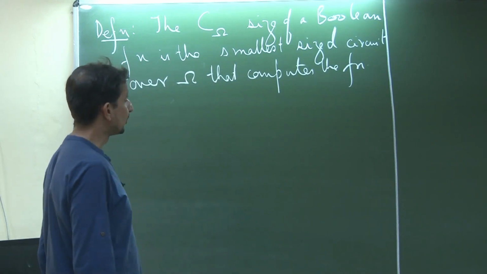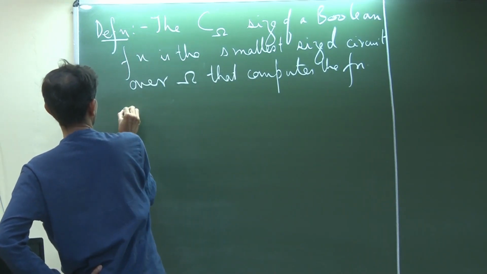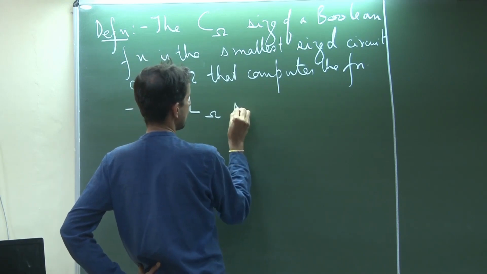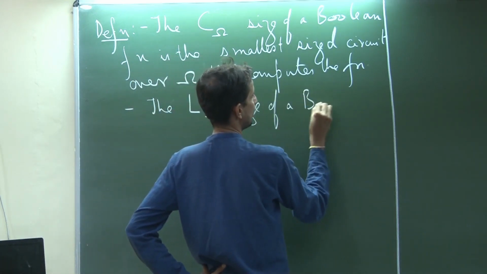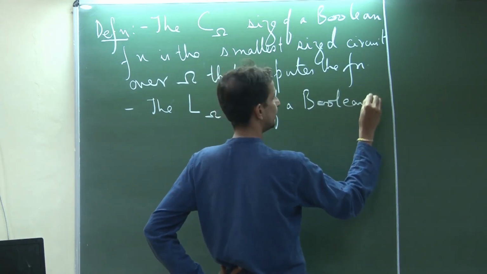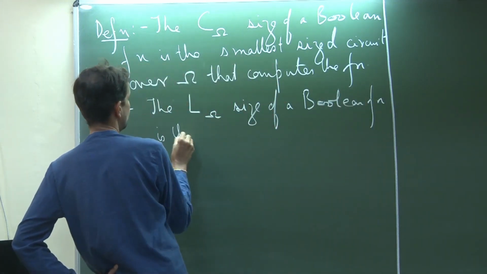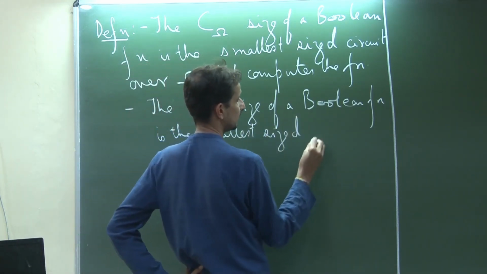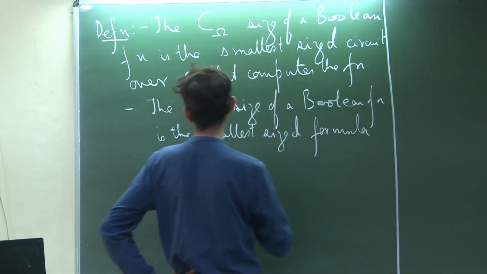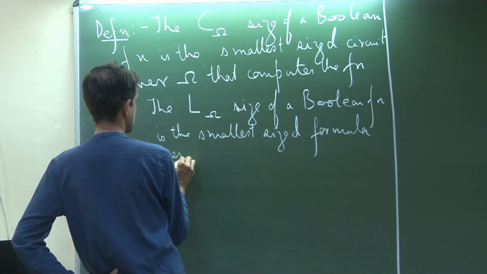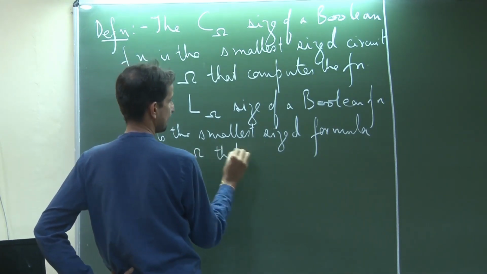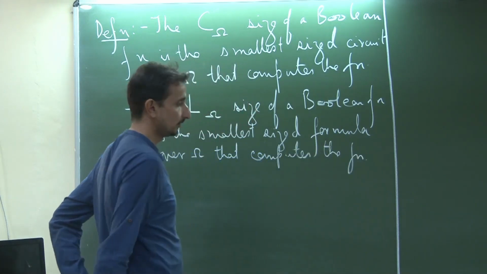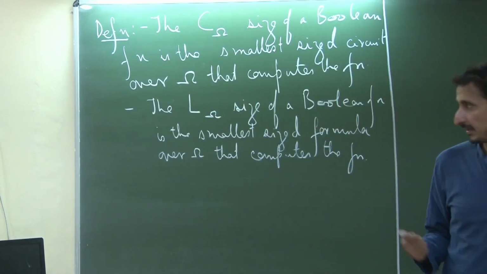Similarly, we can talk about the smallest sized formula as well. So, the L omega size of a Boolean function is the smallest sized formula, again over omega, that computes the function.